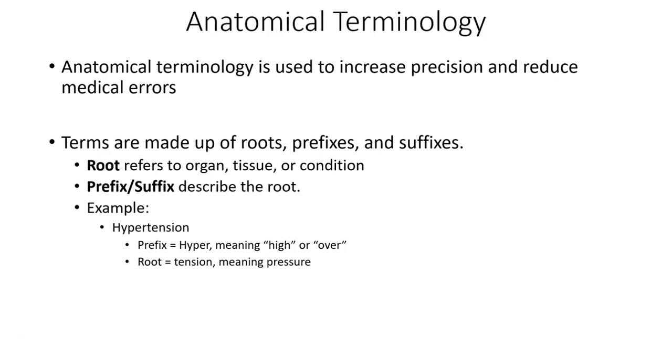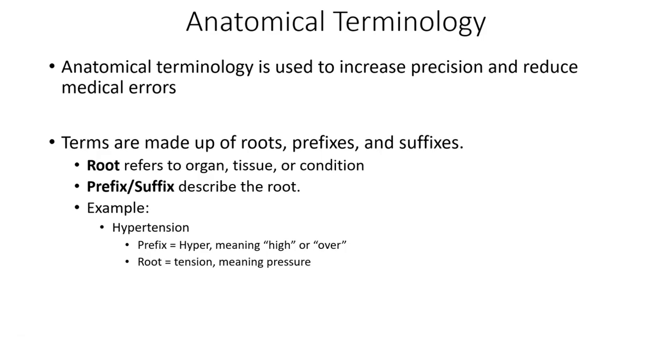And so anatomical terminology was developed because it helps make things a lot more precise and helps reduce a lot of medical errors, because everybody knows what is being discussed, everybody has that common reference point, and then we have much more accurate descriptions of where things are located.